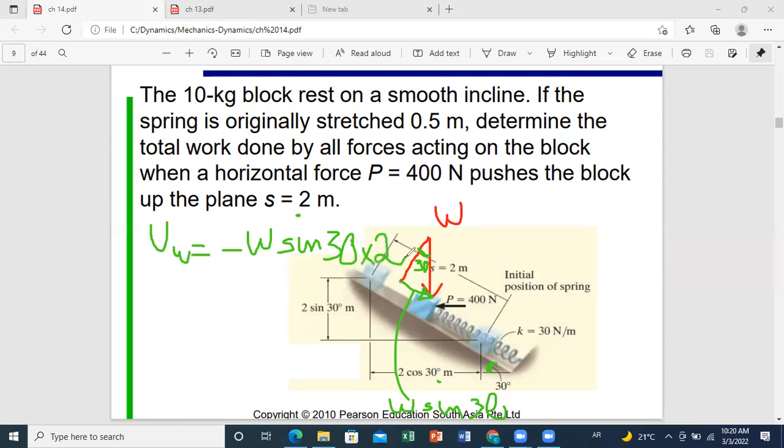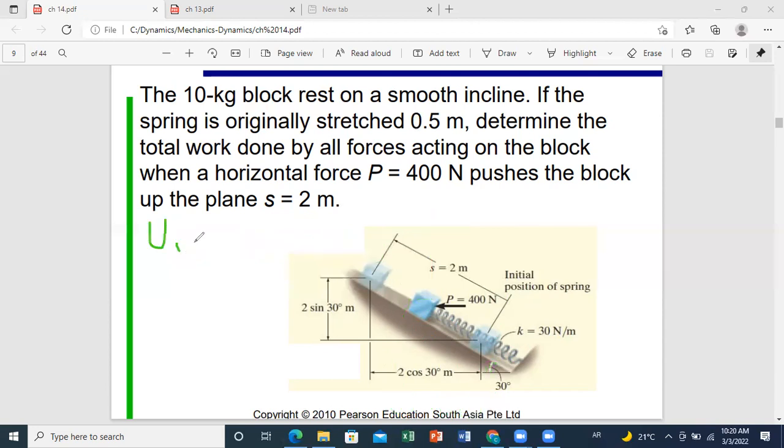Okay? Now, if we want to use the other method, if you want to use the formula, work of weight is minus W delta Y. We can also use it. Then we should consider what is the vertical displacement of the block. This is the initial position. This is the final position. And this is my delta Y.